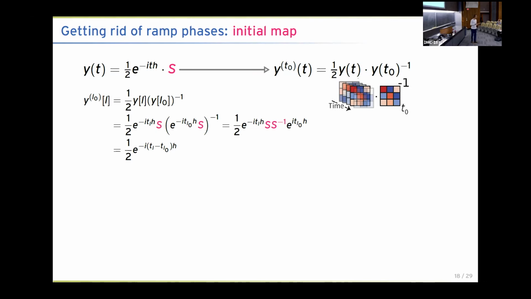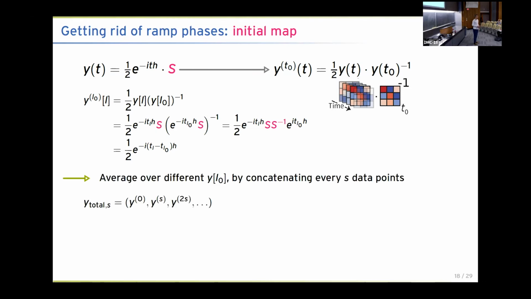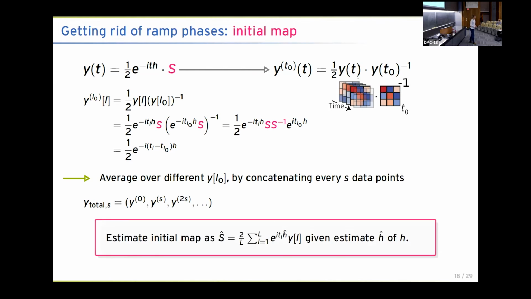Now you might worry that this is very sensitive to noise, right? Because you're taking the inverse, that's usually very sensitive to noise. So what we're doing is we're just averaging over many such data by concatenating them, if we do that for different times. And this turns out to work really nice. The nice thing is now we can actually also get an estimate of this initial map by just again multiplying from the left with our recovered Hamiltonian in ESPRIT.